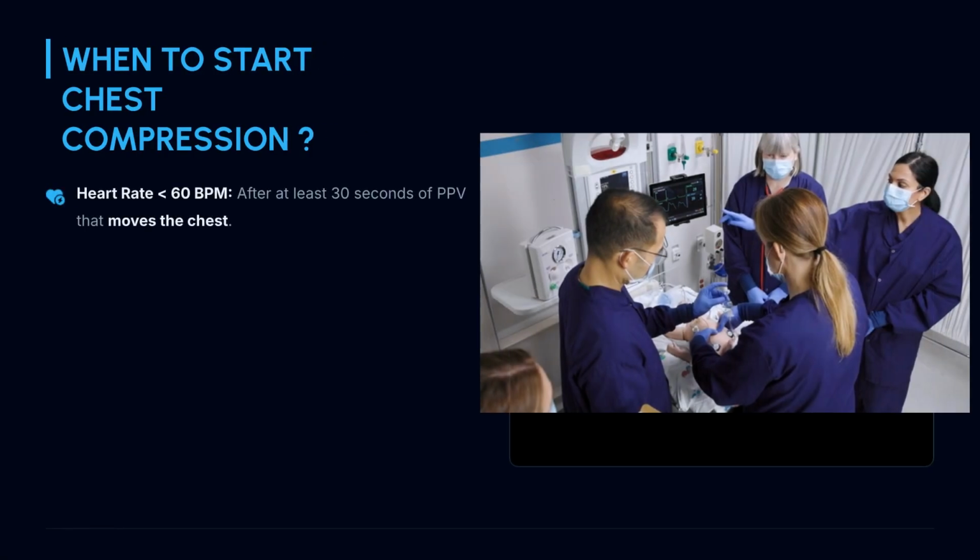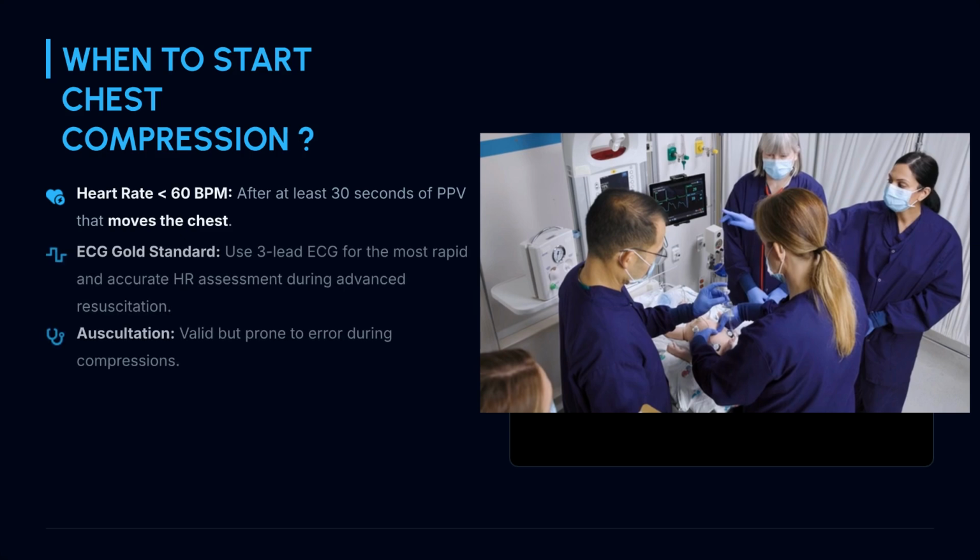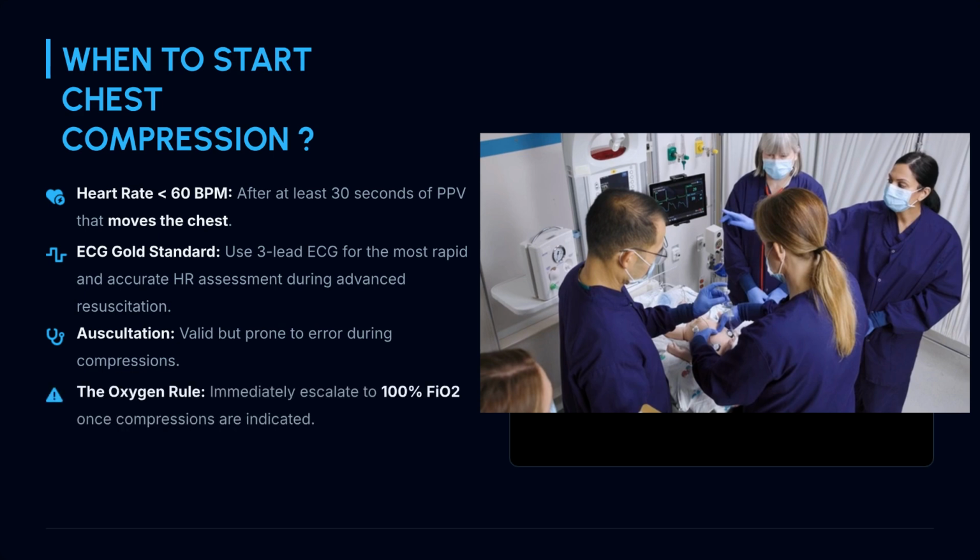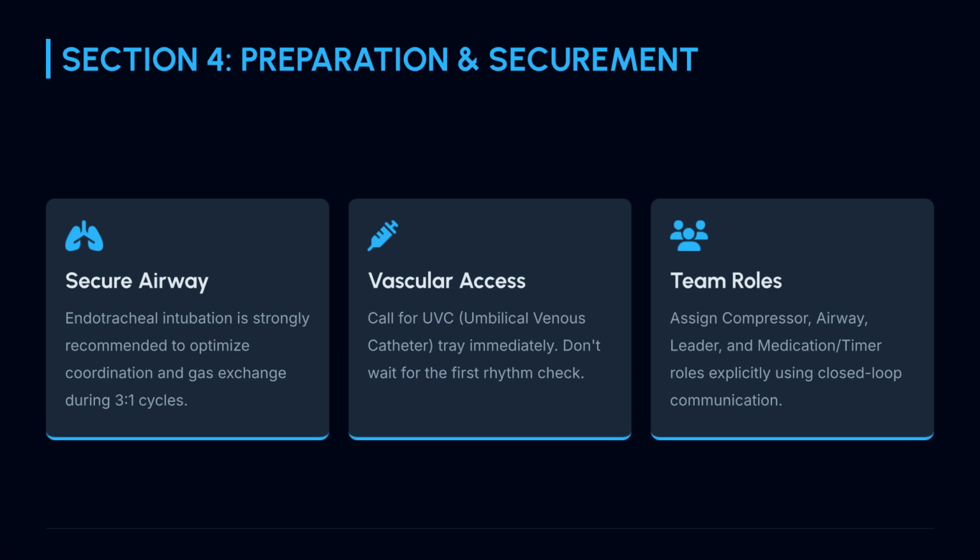Start chest compressions if the heart rate remains below 60 beats per minute after 30 seconds of effective positive pressure ventilation. Use a 3-lead ECG for the most accurate heart rate assessment and immediately escalate to 100% FiO2 when compressions are needed. During preparation, secure the airway with endotracheal intubation to optimize gas exchange and coordination during 3-to-1 cycles.